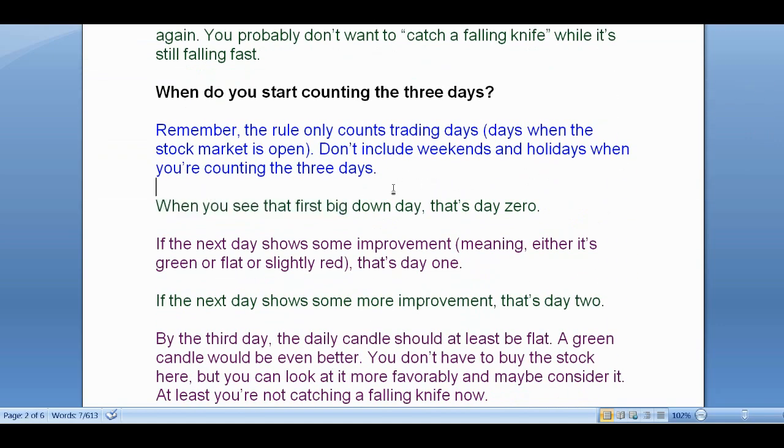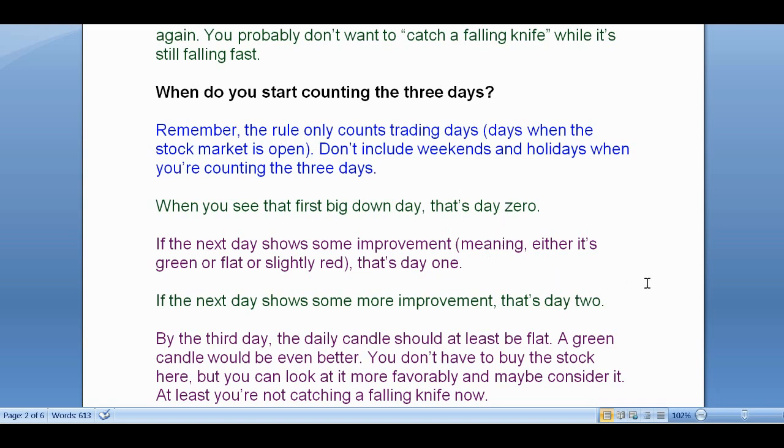So here's a big question. When do you start counting the 3 days? Remember, the rule only counts trading days when the stock market is open. Don't include weekends and holidays when you're counting the 3 days. Now, this does not apply to assets that trade 7 days a week, like oil, gold, silver, currencies, Bitcoin, things like that. This is just for stocks.